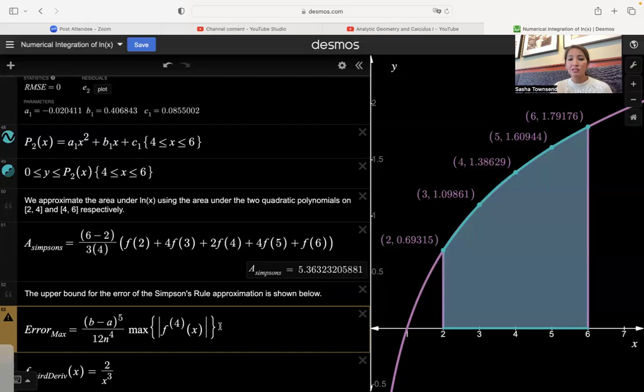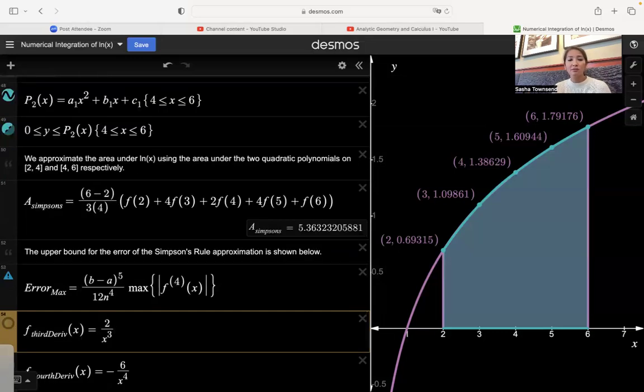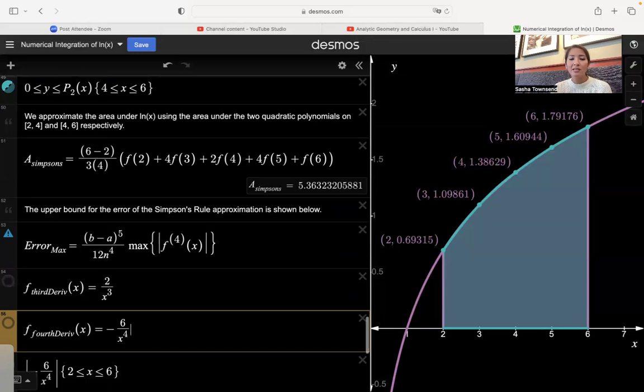We've already computed the 1st and 2nd derivative when we used the trapezoidal rule. So the 3rd derivative is the derivative of negative x to the negative 2, which gives us negative 1 times negative 2, which is positive 2, times x to the negative 3, or 2 divided by x cubed. And then when we take the derivative of that again, we have 2 times the derivative of x to the negative 3, which is negative 3 times x to the negative 3 minus 1. Negative 3 minus 1 is 4, so we end up with negative 6 divided by x to the 4.